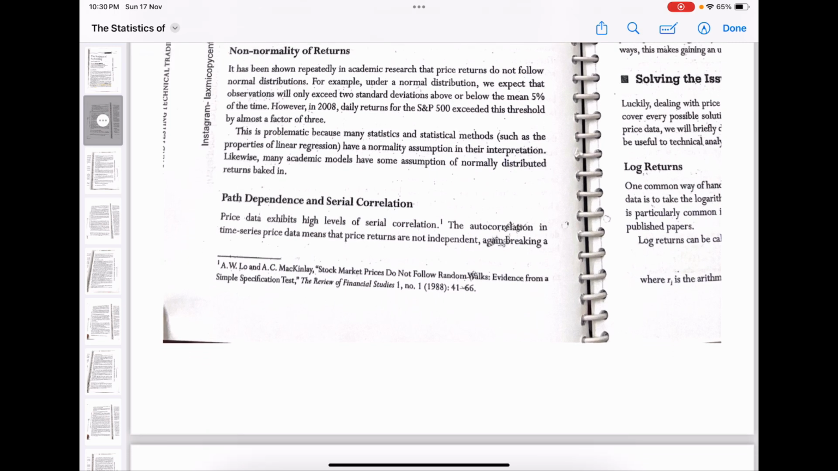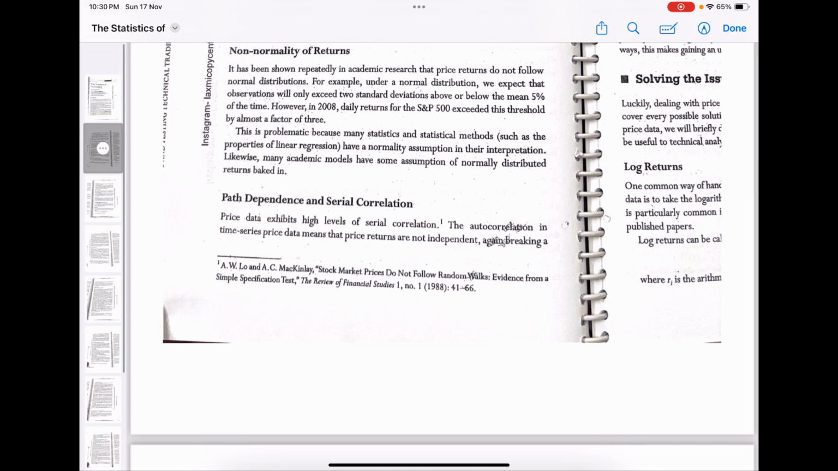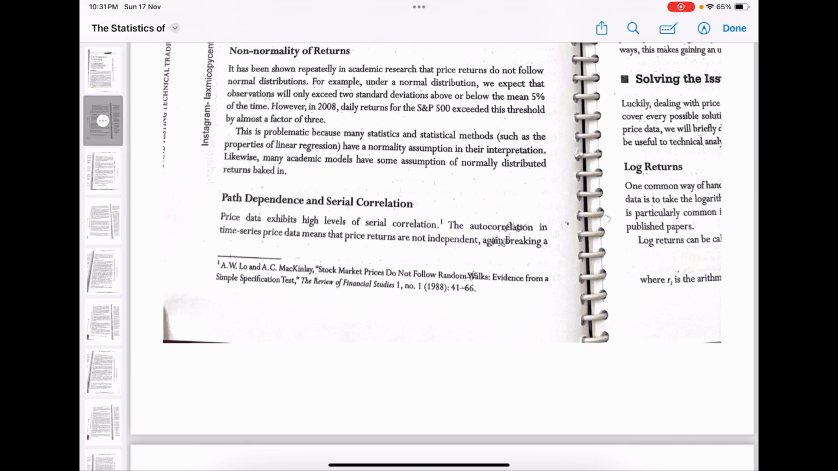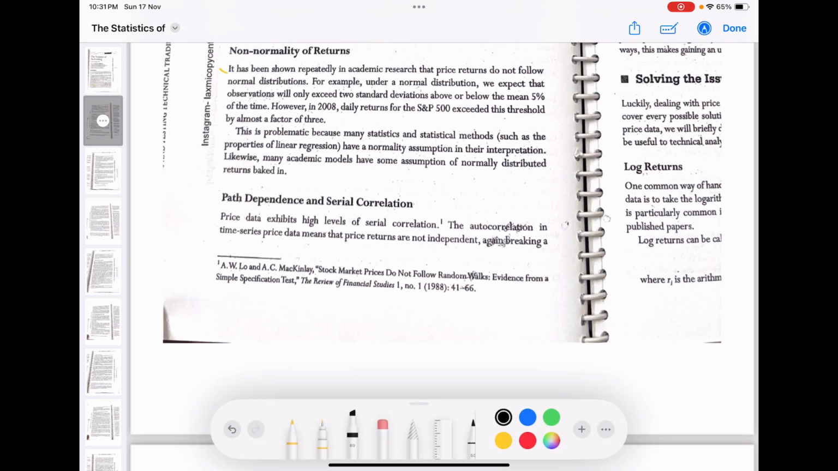Talking about non normality of returns. What is non normality of returns? It has been shown repeatedly in academic research that price returns do not follow normal distribution. For example, let me just highlight it if you are looking to note down the lines which are the most important. Price returns do not follow normal distributions. For example, under a normal distribution, we expect that observations will only exceed two standard deviations above or below the mean 5% of the time. However, when we talk about 2008, the daily returns of S&P 500 exceeded this threshold by almost a factor of 3.